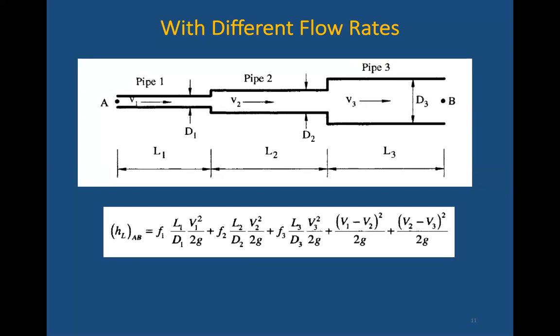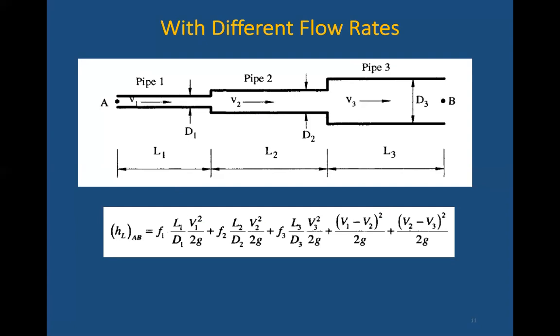Now, let's see the head loss. If you can remember the head loss equation, H equal to F L by D, V1 square by 2G. In this case, the total head loss will be for pipelines 1, 2, and 3. And there are some other parameters. I'll show you that in the next slide.